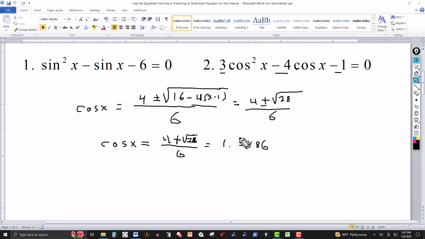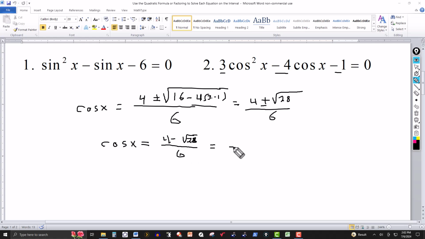So like I said, the cosine function, just like the sine function, is bounded between -1 and 1. So the value you get has to be less than 1 but greater than -1. So this equation here has no solution. So that's gone. No solution for this one. The other option we have is cosine of x equal to 4 minus the square root of 28 over 6. So let's compute this out.